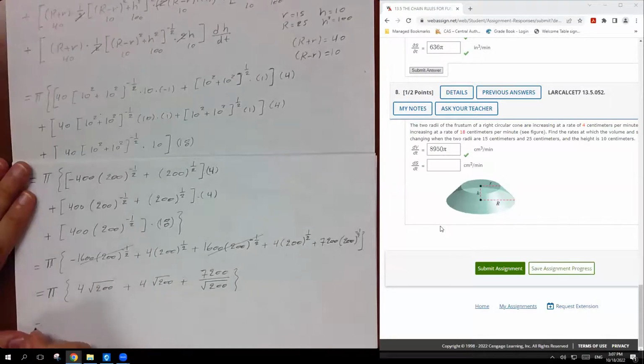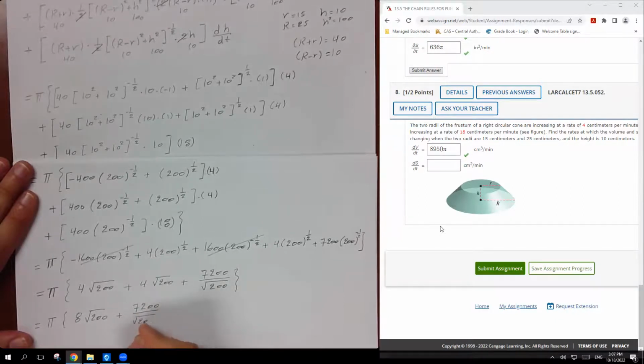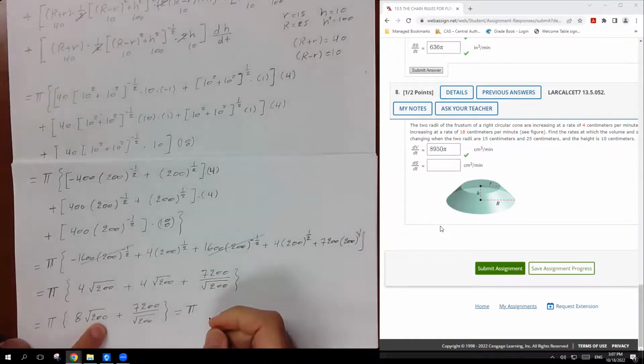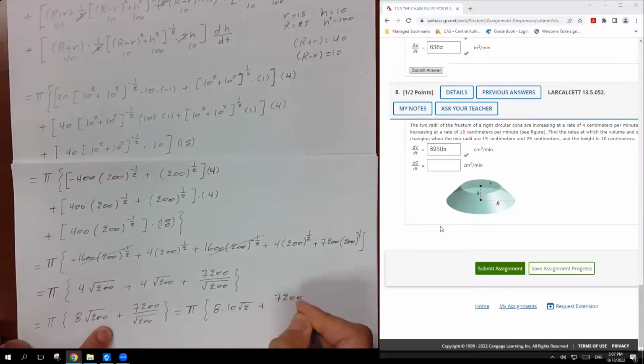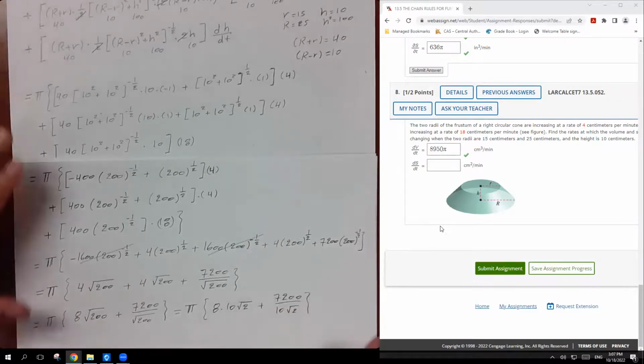So now let's keep going. This is going to be equal to pi. We can combine these together. So it's going to be 8 square root of 200 plus 7,200 over square root of 200. And then this one is going to be equal to pi. Square root of 200 is going to be 10 square root of 2. So this one is going to be 8 times 10 square root of 2 plus 7,200 over 10 square root of 2. This one is going to be 80.